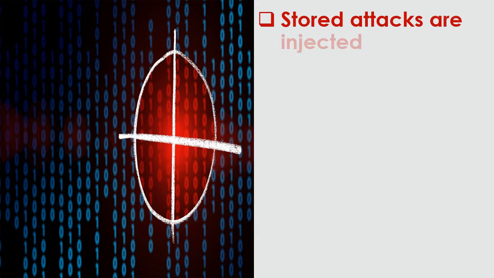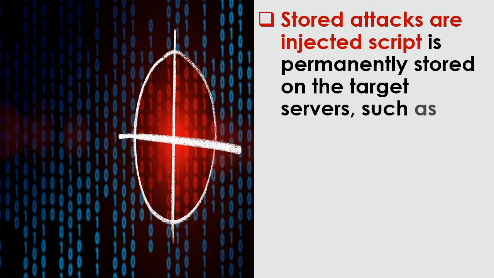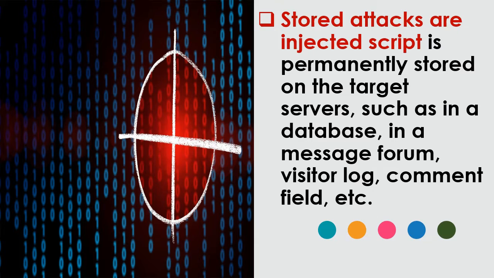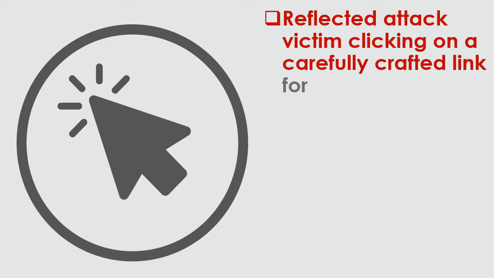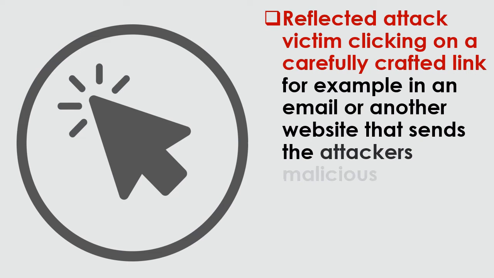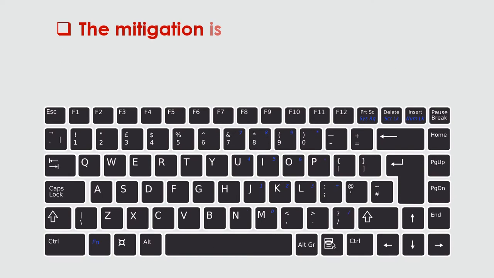In stored attacks, the injected script is permanently stored on the target servers, such as in a database, message forum, visitor log, or comment field. In a reflected attack, the victim clicks on a carefully crafted link, for example in an email or another website, that sends the attacker's malicious script to the target website. The mitigation is to never trust user input.